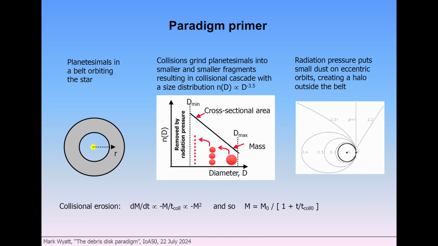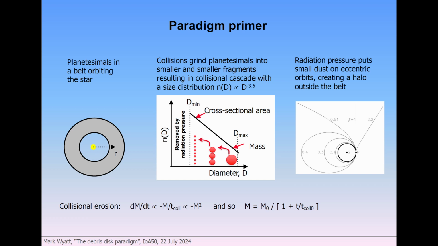And because mass is being removed from the belt, and we know that the mass loss rate is going to scale with the square of the mass of the belt, then we can get a very simple equation for how the mass of the belt evolves with time. It essentially stays constant and then falls off as 1 over age when the biggest planetesimals in the disk start to collide.